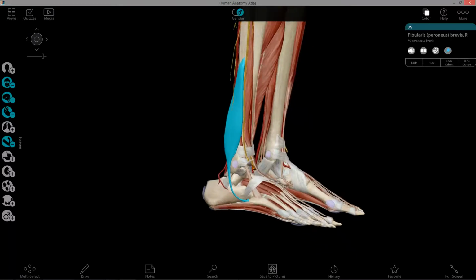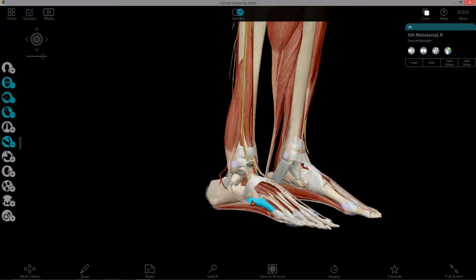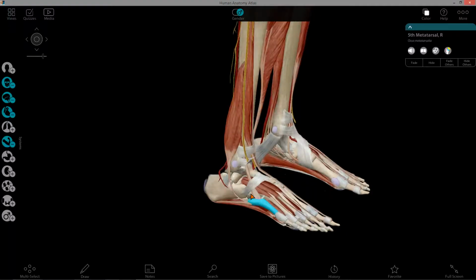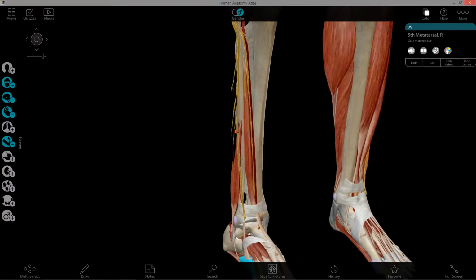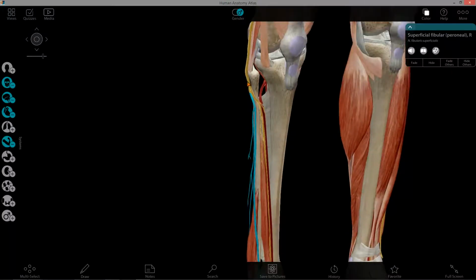And it just attaches to the base of the fifth metatarsal and the lateral cuneiform. So instead of crossing underneath the foot, it attaches to the base of the fifth metatarsal, but it has the same action. Now, these muscles in this lateral compartment are innervated by the superficial branch of the common peroneal.